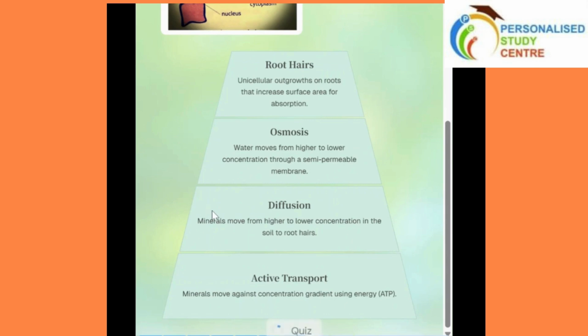And the third one is active transport. When we say active transport, that means it requires energy. So minerals move against the concentration gradient using energy, that is ATP. That means it is not from higher to lower, it is from lower to higher. That means the concentration gradient is opposite. So active transport is the movement of minerals against their concentration gradient using the plant's energy in the form of ATP. So this is all about active transport.